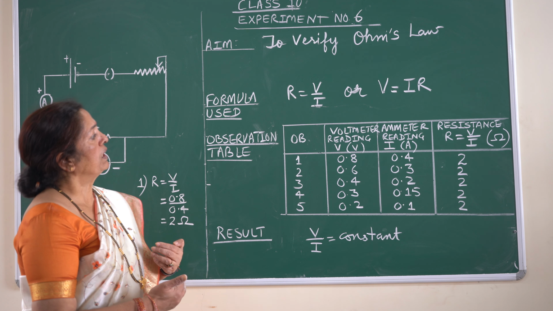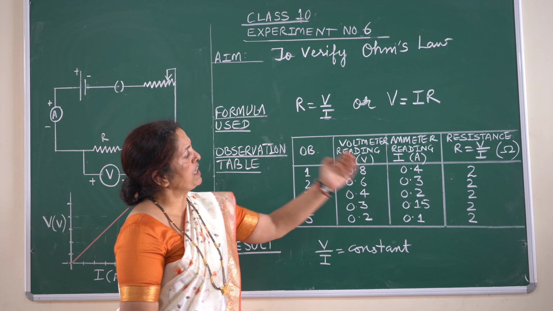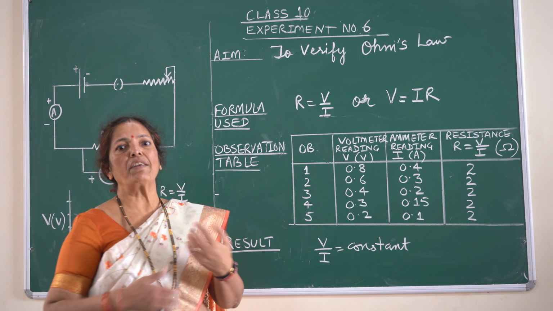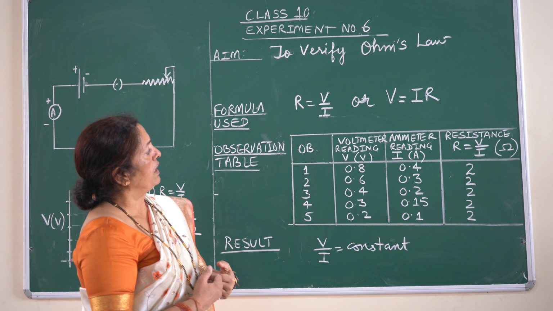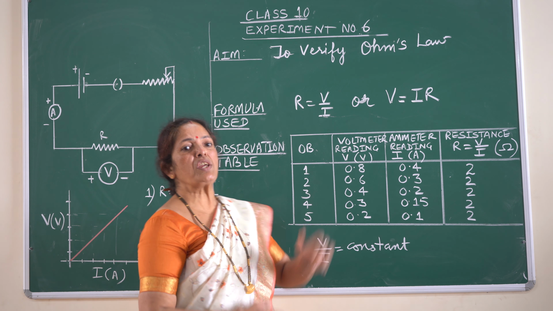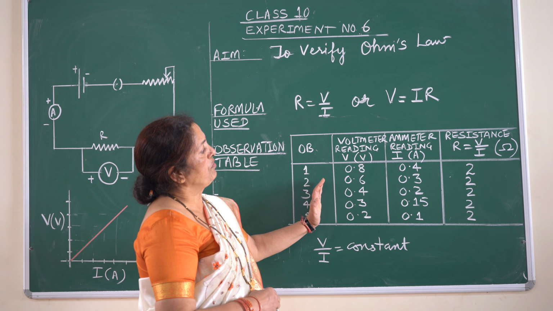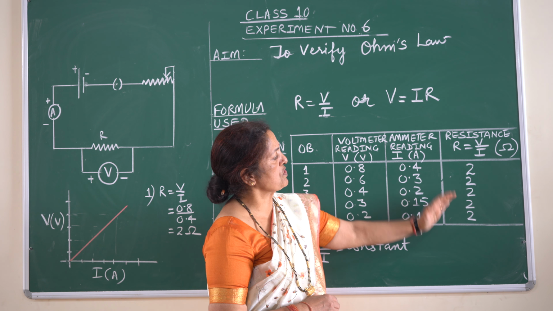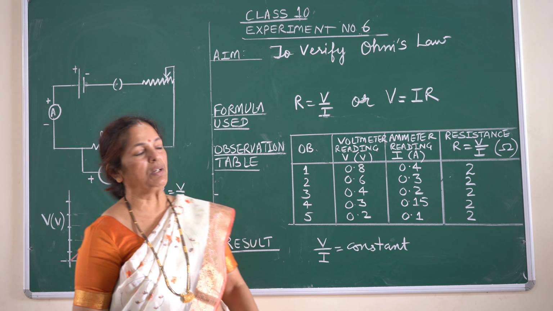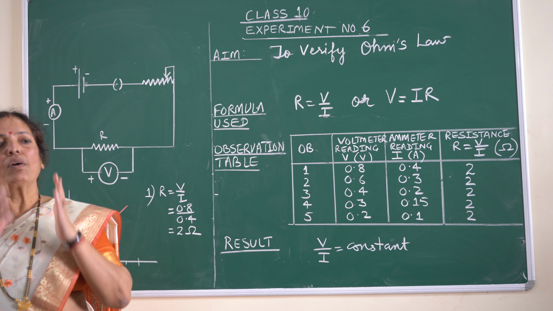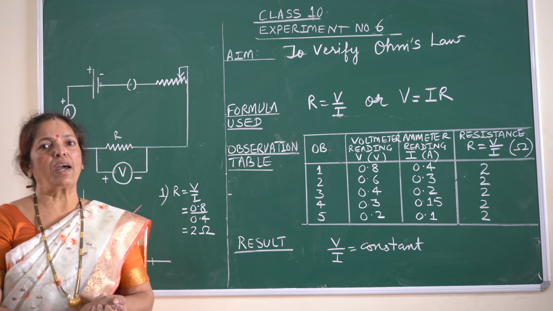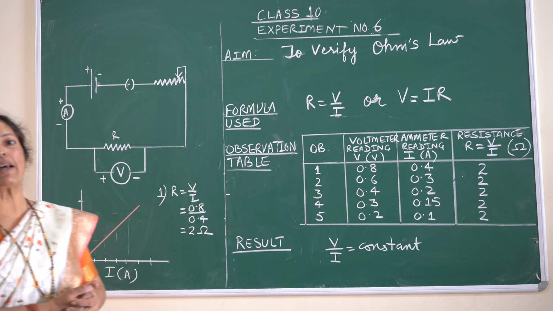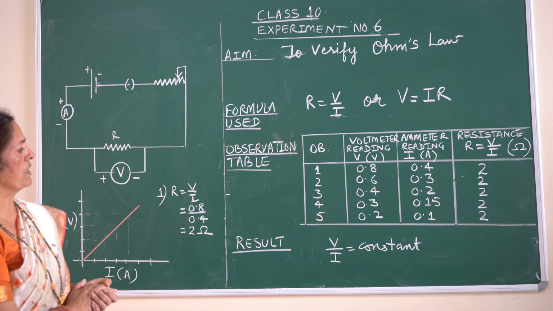We'll keep on changing the voltmeter reading and ammeter reading by making use of a rheostat, so that the amount of current can be varied in the circuit, and we'll find that even though we are changing the value of current, the ratio of V and I will always be a constant, as I have shown in the observation table. That means for all readings, the ratio of V and I will be a constant value, that is equal to the resistance offered by the resistor which we have put in the circuit.